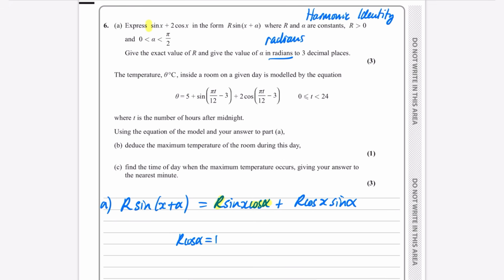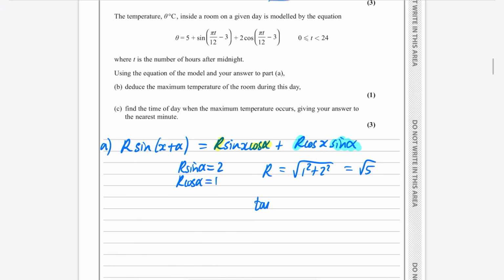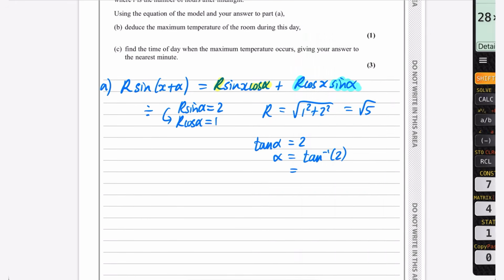And then we can see from the other part that r sine alpha, which goes with cos x, is plus 2. So that means that r sine alpha is equal to 2. Now to find out the r coefficient, you literally just do the Pythagoras with these things that you've got here. So that's just 1 squared plus 2 squared. That's root 5. And then to find out what alpha is, you do tan alpha. If you do that one divided by that one, you get tan alpha equals 2. So alpha is equal to the inverse tan of 2. And they want that in radians to 3 decimal places.